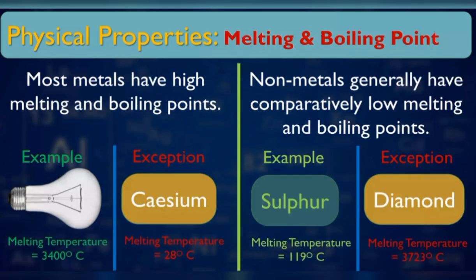Second physical property is melting and boiling point. So most of the metals have high melting and boiling points. Look at the tungsten filament inside the bulb. It is not melting even at 3400 degrees Celsius. It can resist this much temperature. So metals have usually high melting and boiling points. But non-metals generally have comparatively low melting and boiling points.